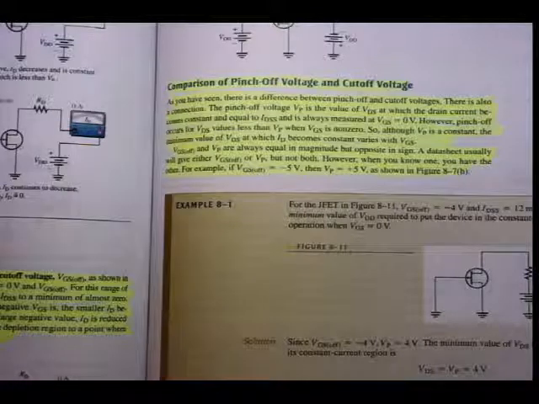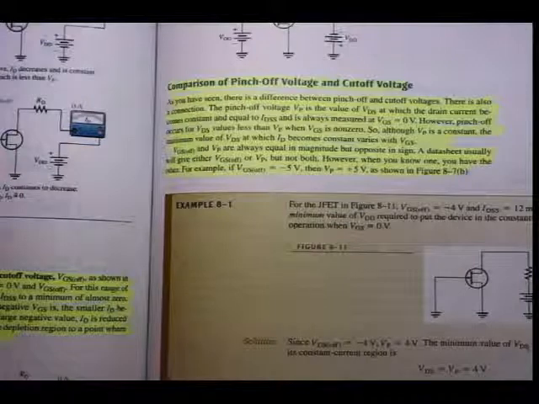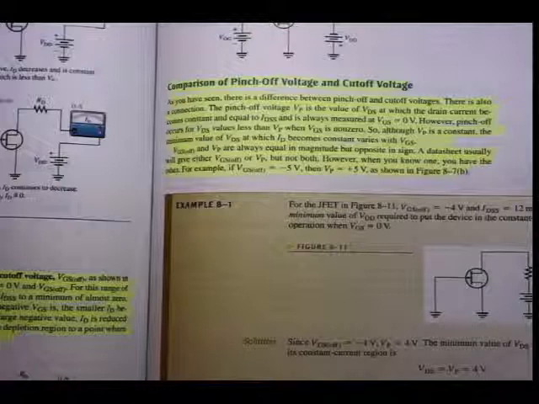So although V pinch off is a constant, the minimum value of VDS at which ID becomes constant varies with VGS. But, last paragraph, important: VGS off and V pinch off are always equal in magnitude but opposite in sign. Underline that sentence. That's exactly what I've shown you in that previous graph.